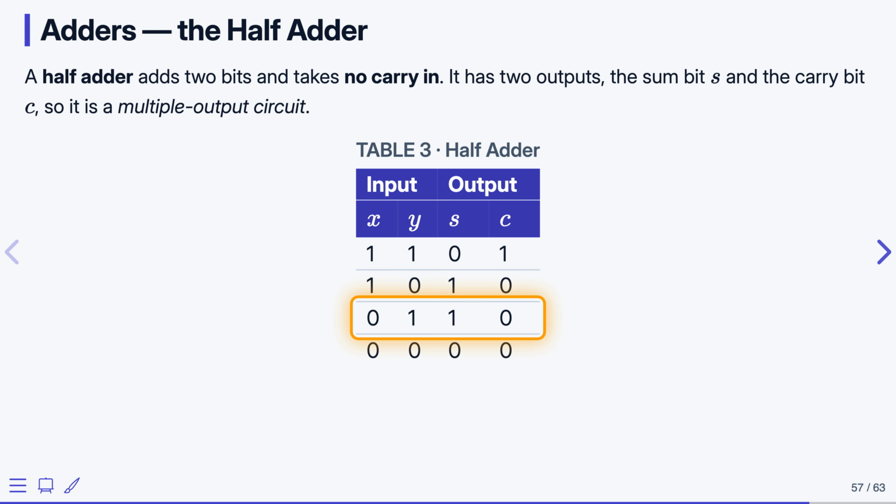Then the other way round. X is 0 and y is 1, so the sum is 1 and the carry is 0. And in the last row, both bits are 0, so both outputs are 0. 2 outputs from one circuit. That is what we mean by a multiple output circuit.